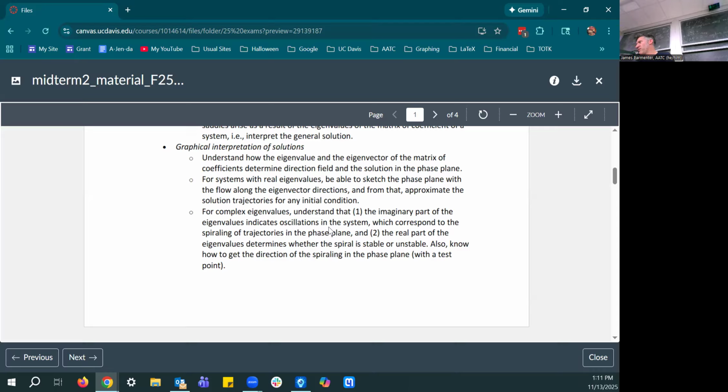For systems with real eigenvalues, be able to sketch the phase plane with the flow along the eigenvector directions. So that's what I just said. He said eigenvector directions, I said eigenlines. Same thing. Eigenvector directions is just the eigenline. So yes, he wants you to be able to draw. He's saying you should be able to do lots of things. I think he said on the test they'll be going for it, but you have to know.